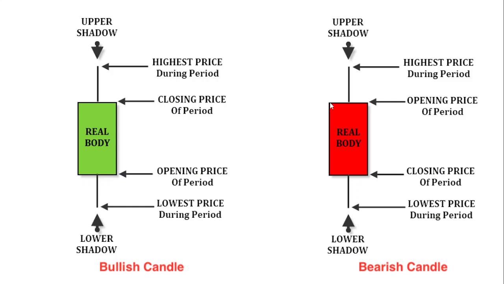And for the bearish candle, we open at the top of the body. When the stock market opens, the price opens at the open of the real body, and then it closes at the low of the real body. The highest price is the top of the upper shadow, and the lowest price is the low of the lower shadow. So green, bullish, means price went up. Red, bearish, means price went down. For a bullish candle, it closes higher than it opens. For a bearish candle, it closes lower than it opens.